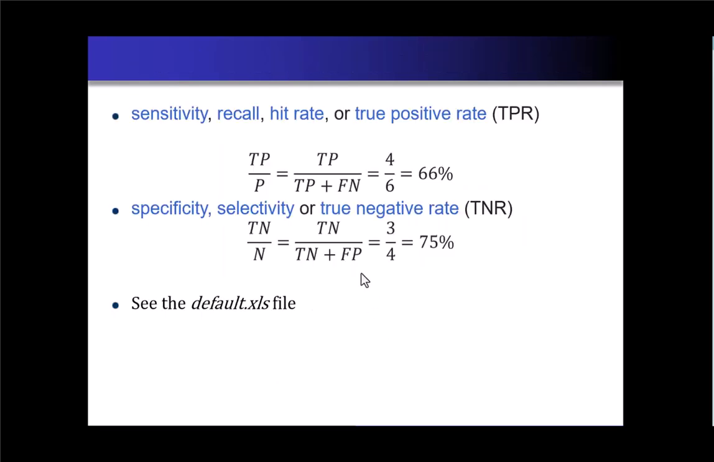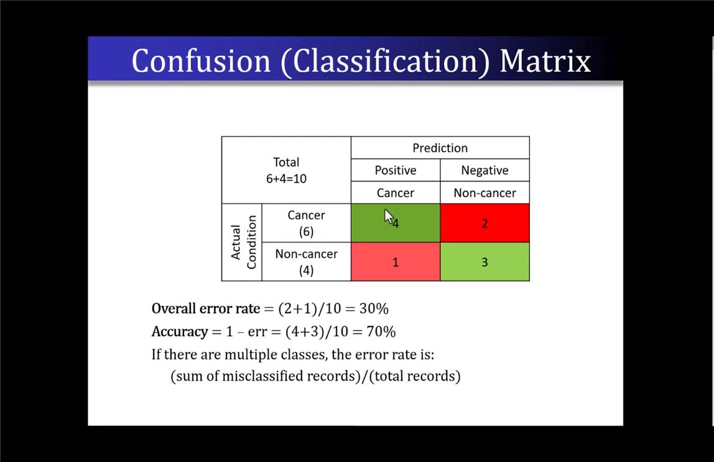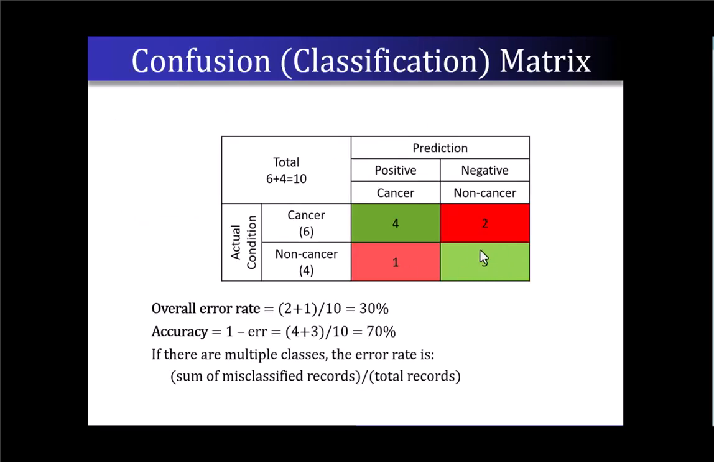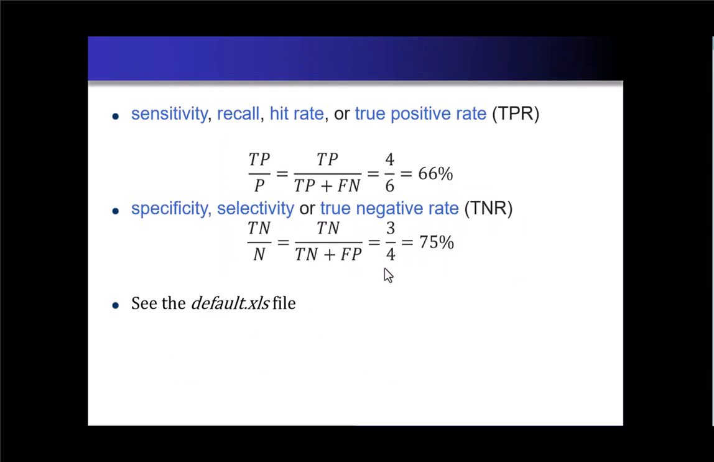There are also other definitions. Sensitivity, which is defined as true positives divided by total positives, and specificity, which is true negatives divided by total negatives. For example, sensitivity is defined as true positives divided by all positives. True positives are 4, overall positives are 4 plus 2. So 4 divided by 4 plus 2, which is 6. And specificity is defined as true negatives divided by all negatives. So true negatives are 3, all negatives are 4. So 3 divided by 3 plus 1 gives us the specificity.